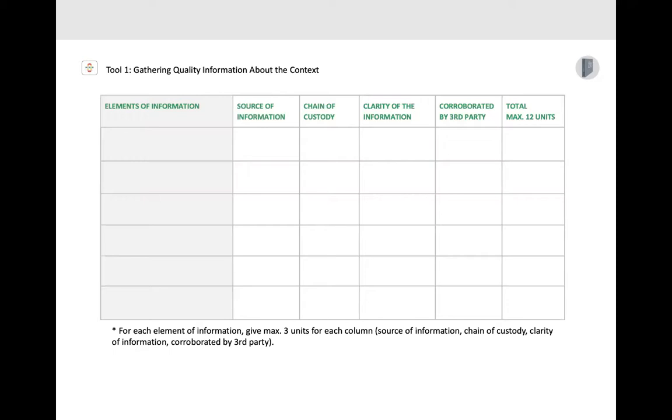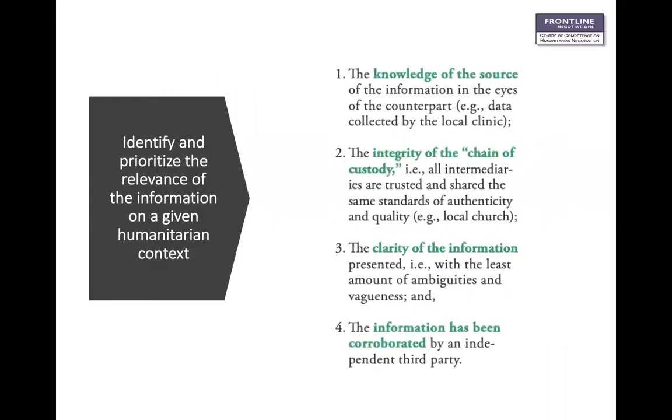with a new lens. So with this tool, we're identifying and prioritizing how relevant information is, across a few categories. The first is knowledge of the source. Where did this information come from? And in the eyes of the counterpart, is that a trustworthy source? Is that something you could bring up in a negotiation that would have an impact on their view of things? The second piece is what we call chain of custody: all of those intermediaries that held that information before it reached you.